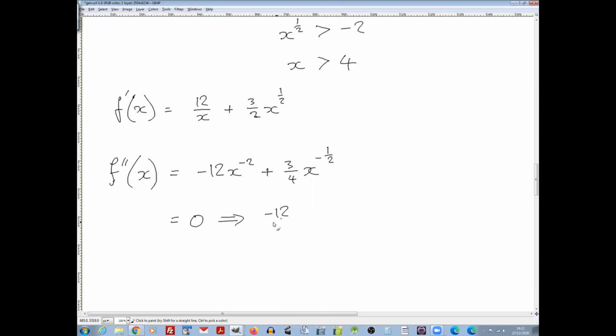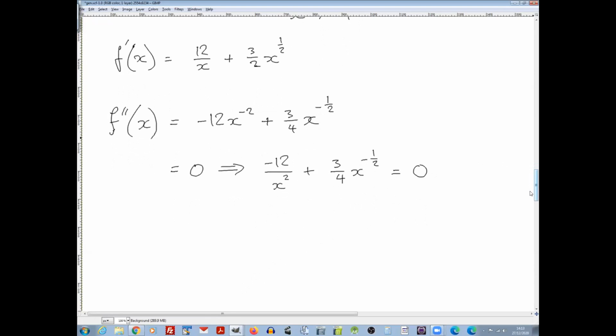Minus 12 over x squared plus 3 over 4 over root x. I mean, in a way it's 3 over 4, root x would be 1, but I'm not so worried about that. It will be easier to leave that as it is, I think, when we do what we're going to do next. So then multiply through by x squared. But let's go with the 4 as well. Let's multiply through by 4x squared.